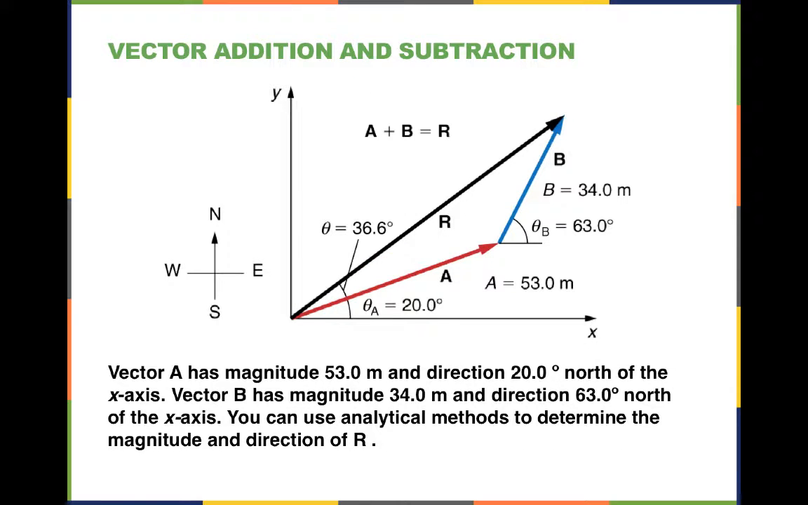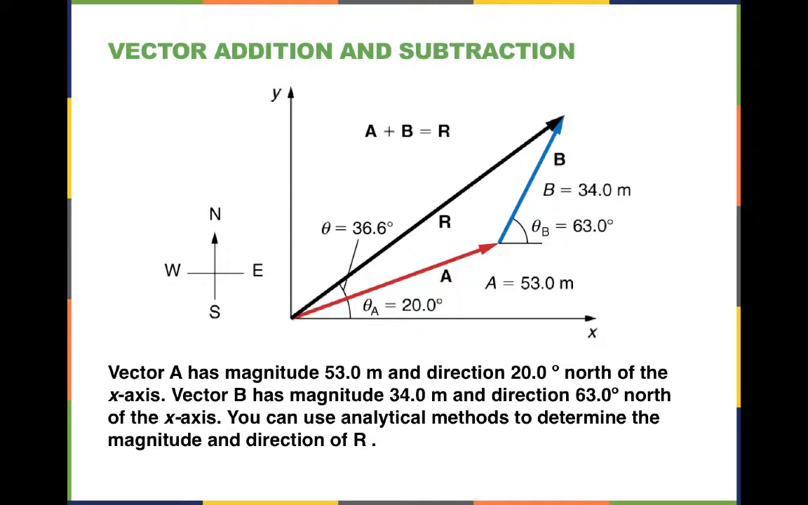So here's another example where you have vector A, which is 53 meters and at 20 degrees north of east. Vector B, which is 34 meters and 63 degrees north of east. And the resultant vector R, which is 36.6 degrees north of east. You can use analytical methods to find R. And let me show you how to do that on the next slide.